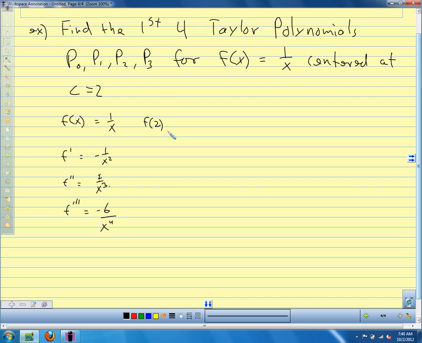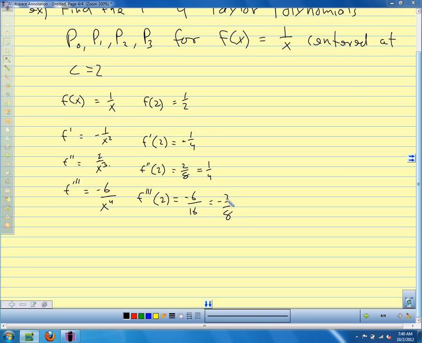So f of 2, I like to make them in columns. That just helps me to keep them straight. So f of 2, and I'm going to leave them as fractions. F of 2 is 1/2. F prime of 2 is negative 1/4. F double prime at 2 is going to be 2/8 or positive 1/4. And my third derivative at 2, I get minus 6 over 16 or minus 3/8. So now I have my coefficients for my polynomial.